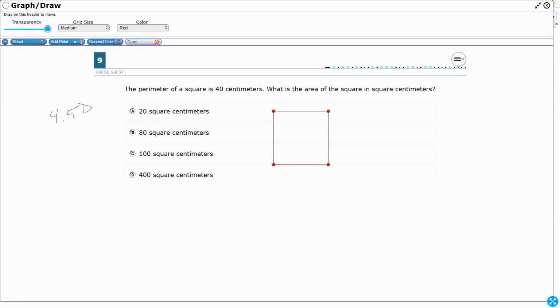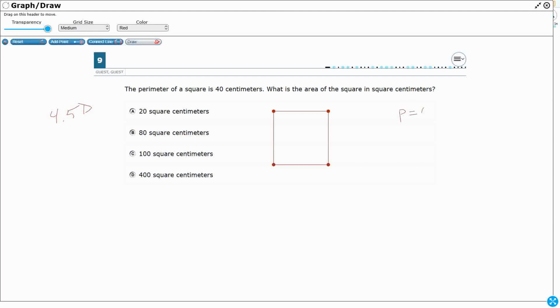The perimeter is 40. P equals 40. I also know that my perimeter equals 4 times the side, right? Side plus side plus side plus side are 4 times the side. So 4 times what makes 40? So I can say each of my sides are going to be 10. 10, 20, 30, 40. I've got centimeters as my units.